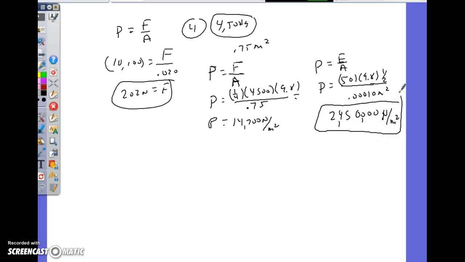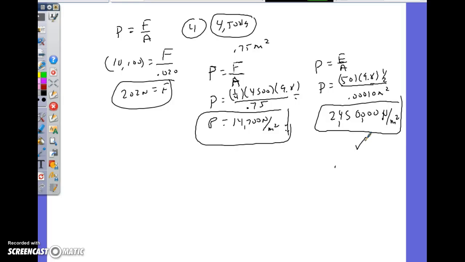So which one's more likely to penetrate your skin? Yeah, that's what I thought. Now, that doesn't mean that it's more likely to crush your ribs. Obviously, the elephant still has more weight coming down on you and could more likely crush your ribs. But the one that's more likely to penetrate your skin and cause great pain and discomfort is the high-heeled shoe.